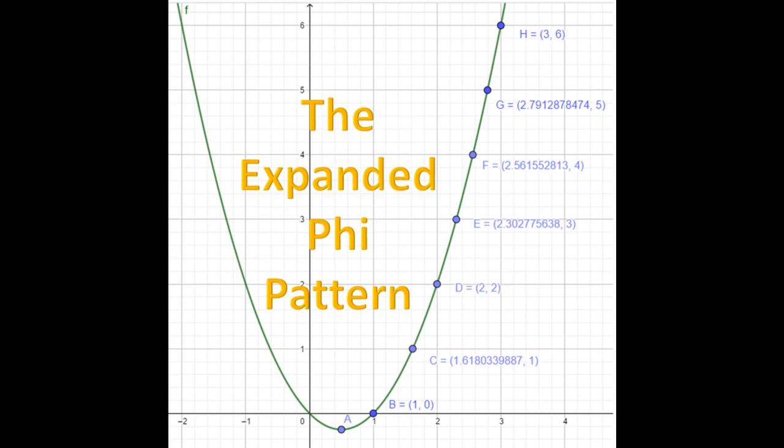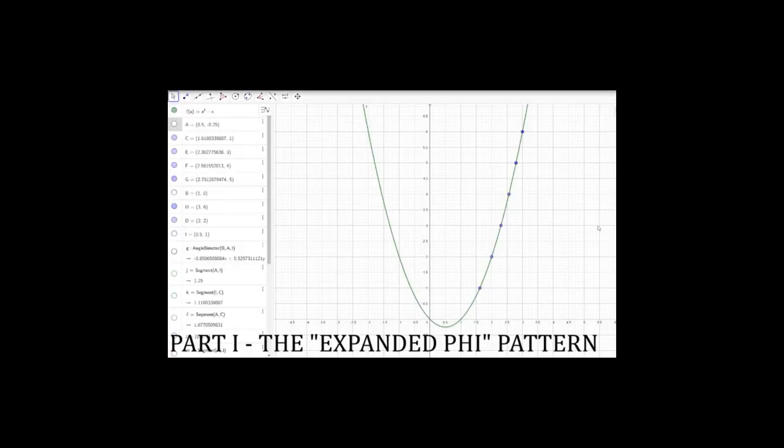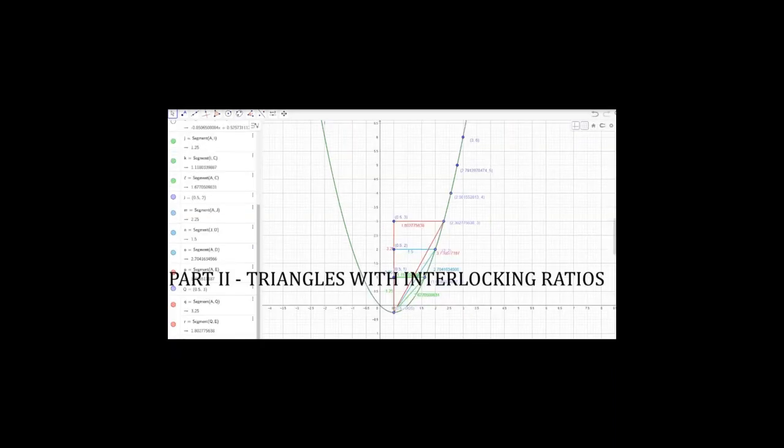I'm also using Excel spreadsheets, which are great for making small changes to a formula and seeing a wide range of results. As a brief outline, and if you like to use the YouTube timestamps, Chapter 1 will show the basics of this expanded phi pattern, for want of a better term, in the parabolas and their respective quadratic equations. In Chapter 2, I'll be adding right triangles to the series of parabolas and showing how the ratios of their sides are connected in a way that I think you'll find pretty unexpected.